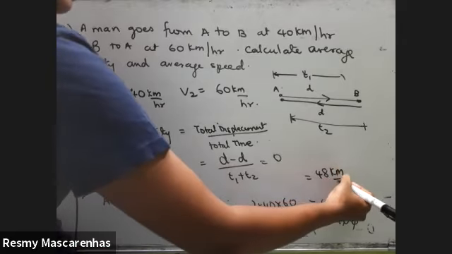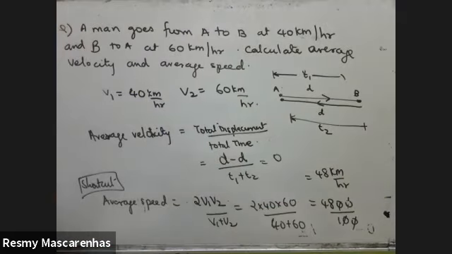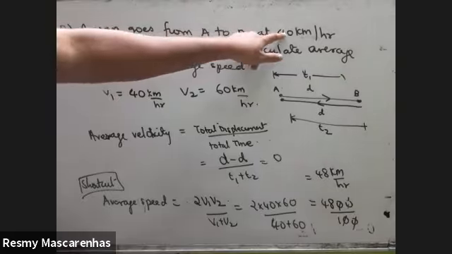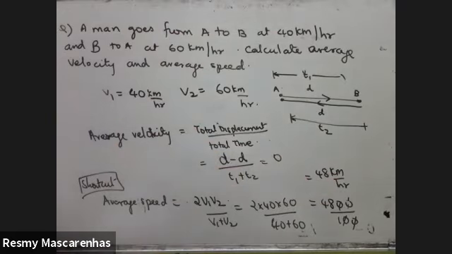Please write the units, otherwise they'll cut marks. Whatever is the unit of this, the same unit will come here. So your average speed shortcut answer, you know that it's 48 kilometers per hour.